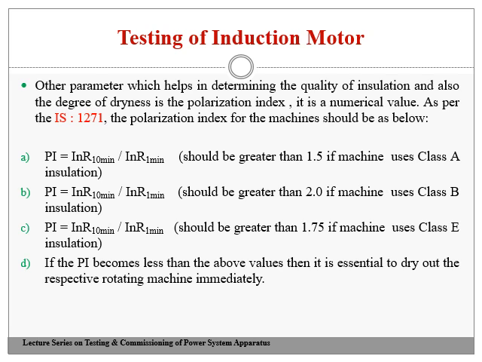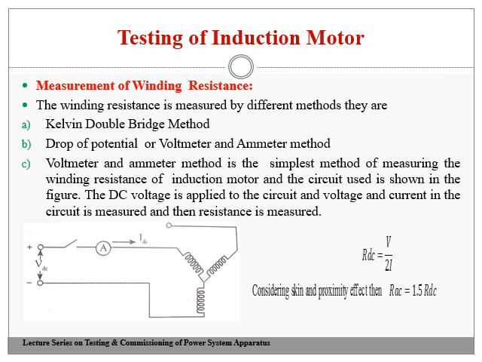That's about the PI and the measurement of insulation resistance. Now let us go for our next test, the measurement of winding resistance. This winding resistance is very important to measure to know the losses in case of an induction motor. The winding resistance, may be the stator winding or rotor winding, is measured by different methods, maybe using the Kelvin double bridge method, the drop of potential method, or you can use a voltmeter and ammeter method.